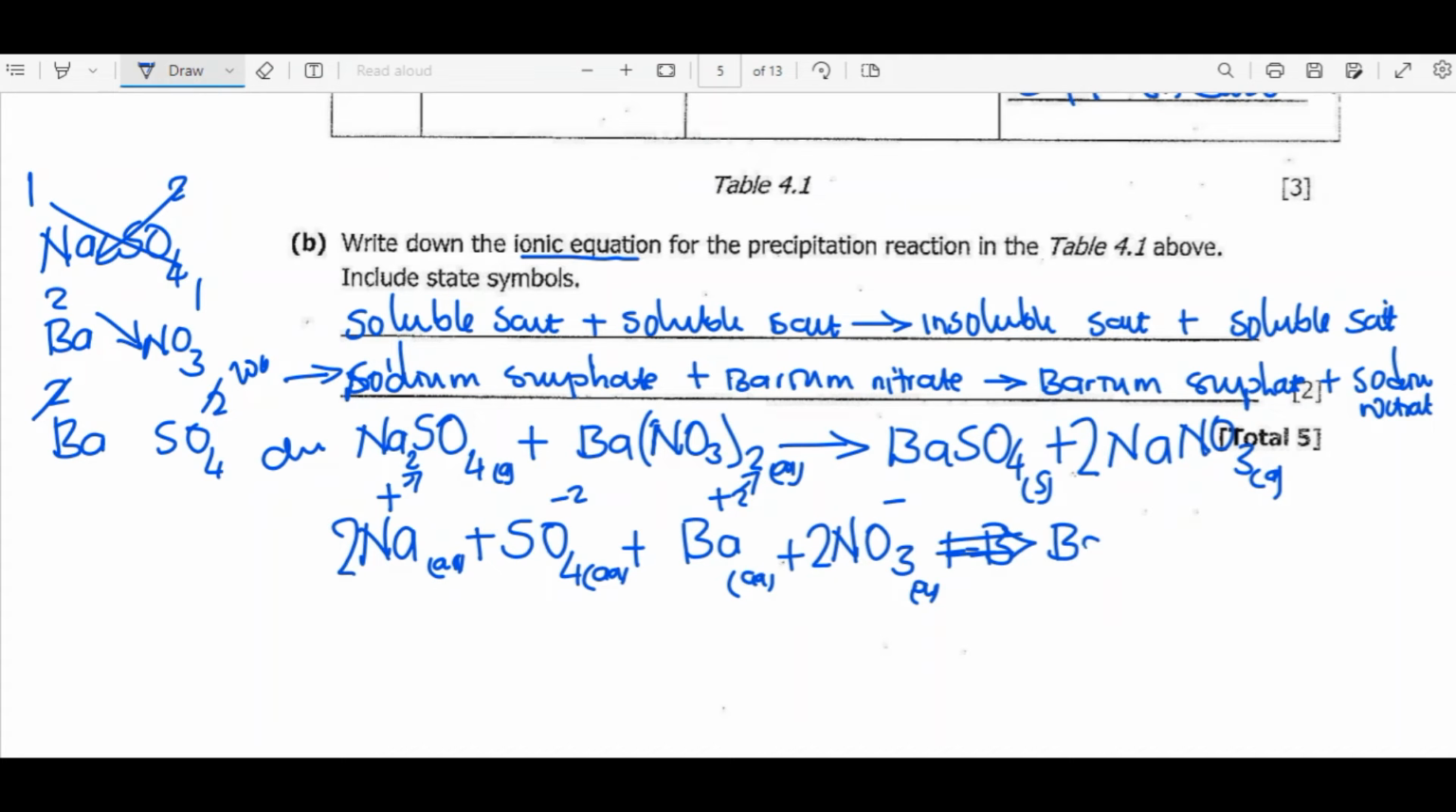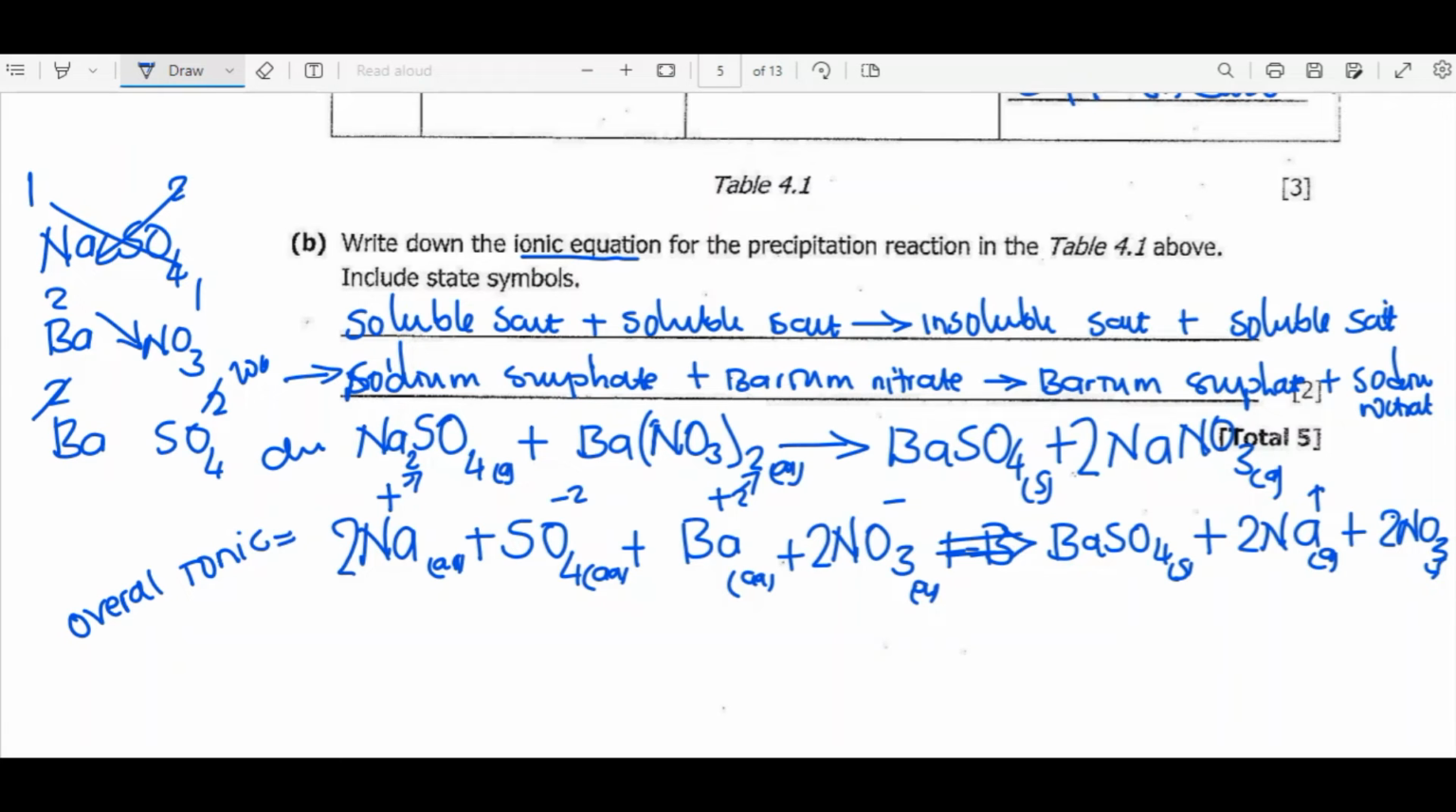Then the barium sulfate is in solid state, so we don't have to ionize this one. Then we have sodium plus 2 in front, aqueous, so you only break those in aqueous solutions. Then after we've done this, we can say this is our overall ionic equation.